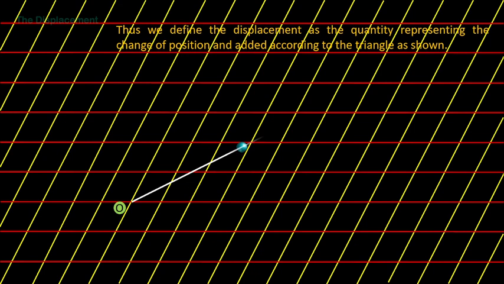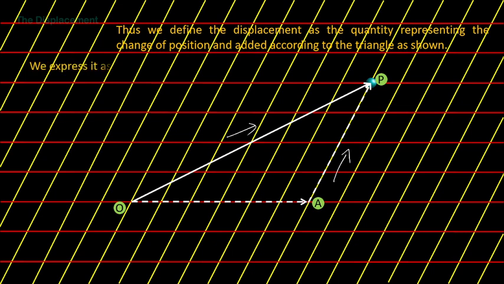Thus, we define the displacement as the quantity representing the change of position and added according to the triangle law as shown. This is the displacement OA plus the displacement AP equal the displacement OP. We express it as OP bar equal OA bar plus AP bar. This is the triangle law of vector addition.